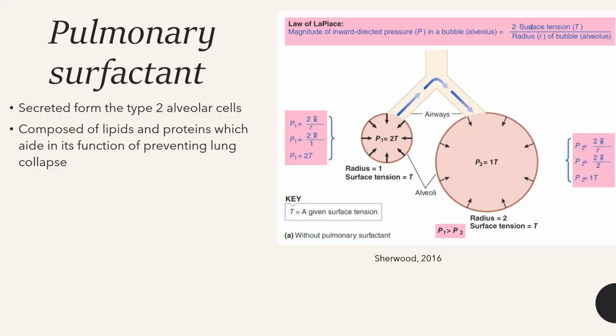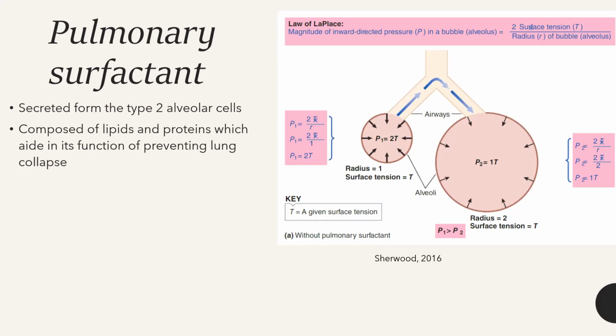Further, the pulmonary surfactant decreases the extent of hydrogen bonding between water molecules. So our alveoli have water inside of them, and if these water molecules do not have surfactant interspersed between them, then the tension between hydrogen bonds is strong enough to cause the alveoli to collapse.